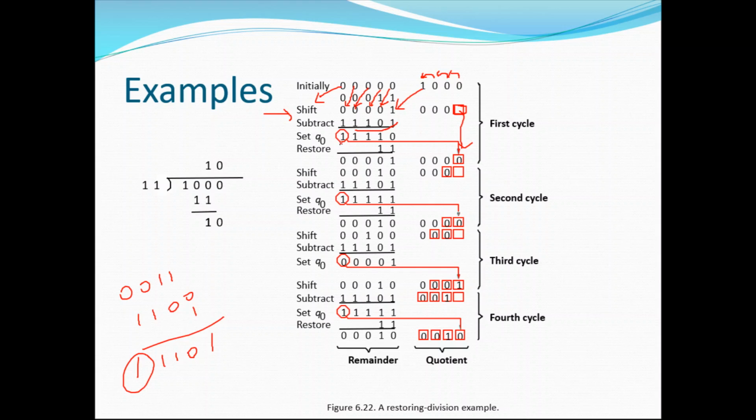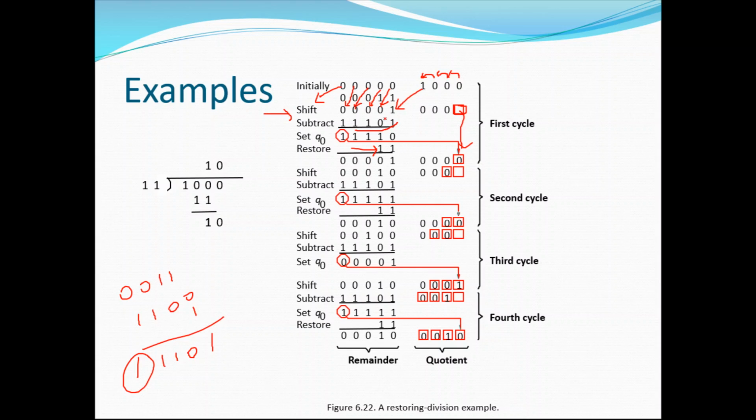If it is a negative number, then you have to restore the original value of a. So you have to add m to this result. When you add m, you will get 0 plus 1 is 1, 1 plus 0 is 1, again 1 plus 0, carry 1, 1 plus 0, carry 1, 1 plus 0. The final carry we ignore, right?